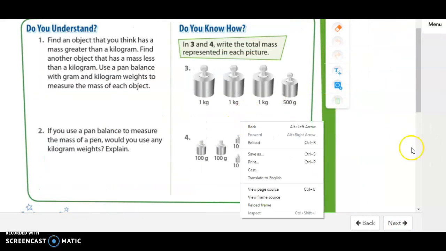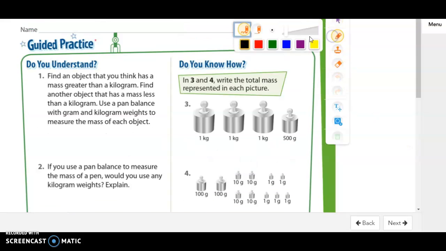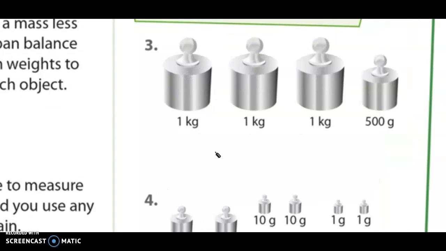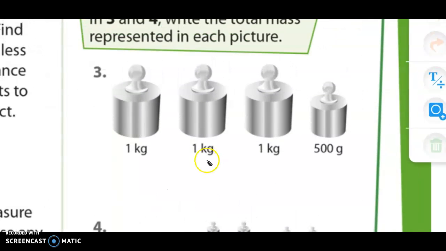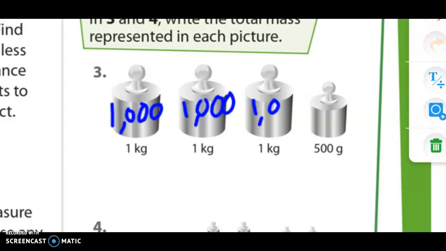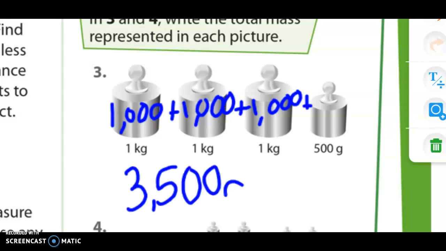And then over here, I'll grab my pen again. We're just going to write the total mass of these pictures. And really, guys, what you're doing is just adding the numbers together. If this is 1 kilogram, we know that's 1,000 grams, another 1,000, another 1,000, and then 500. So we've got 1,000 plus 1,000 plus 1,000 plus 500, or the same as saying 3,500 grams.